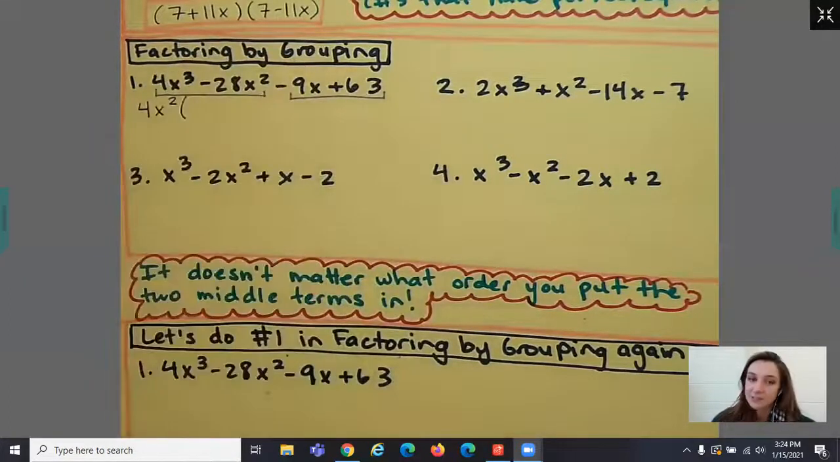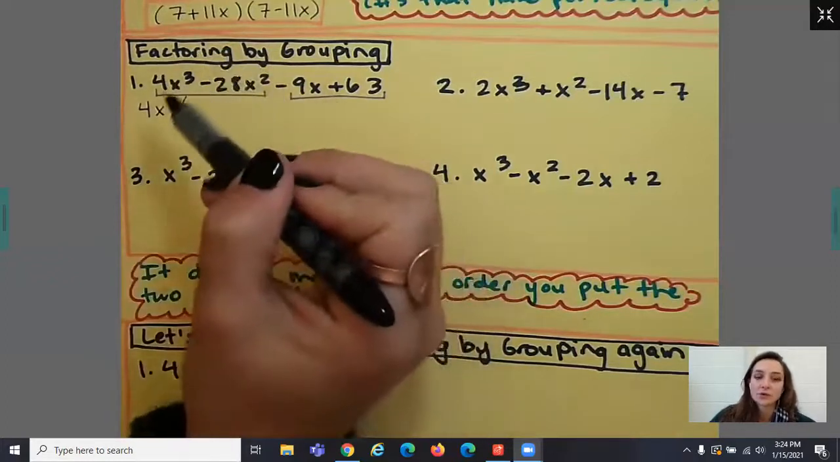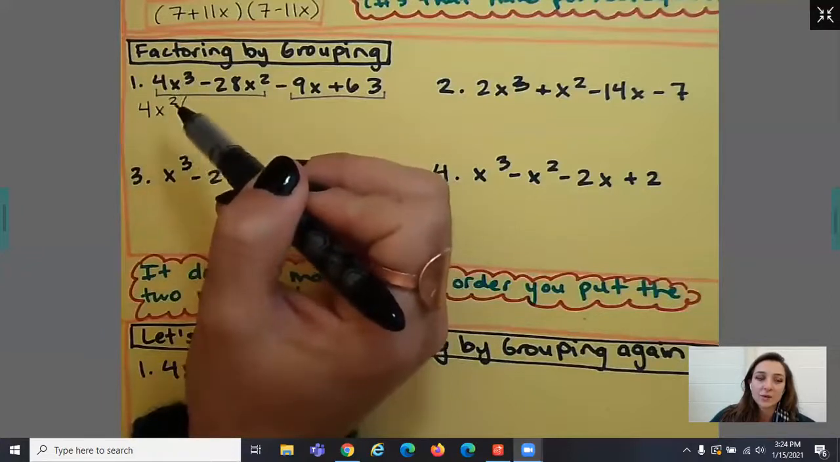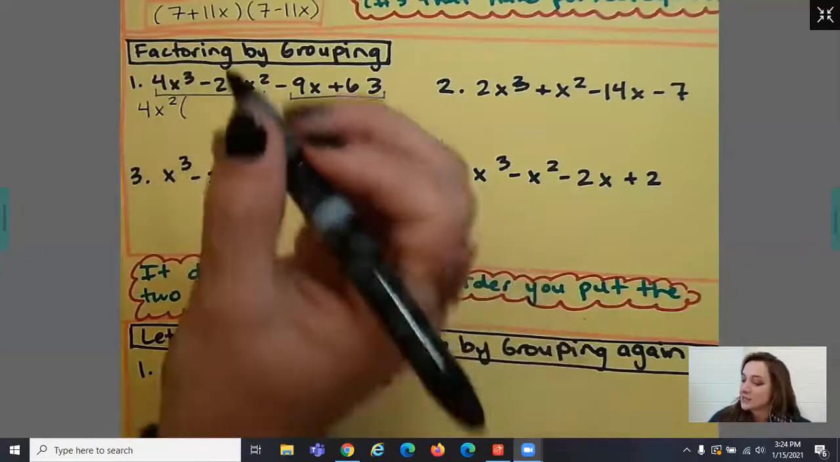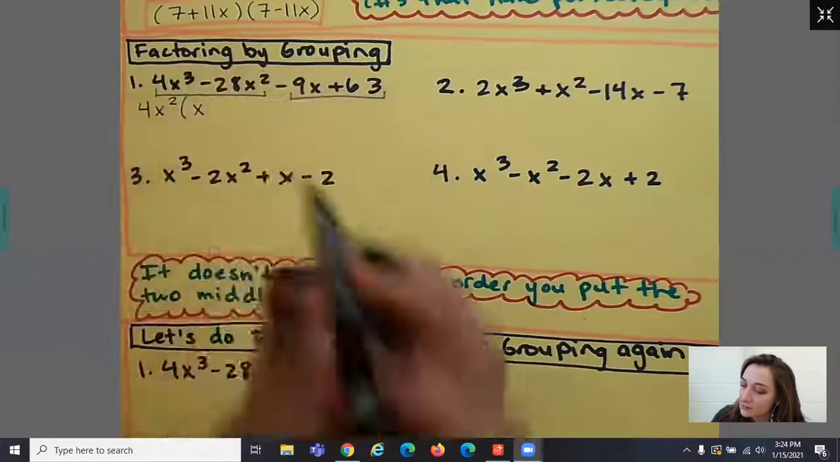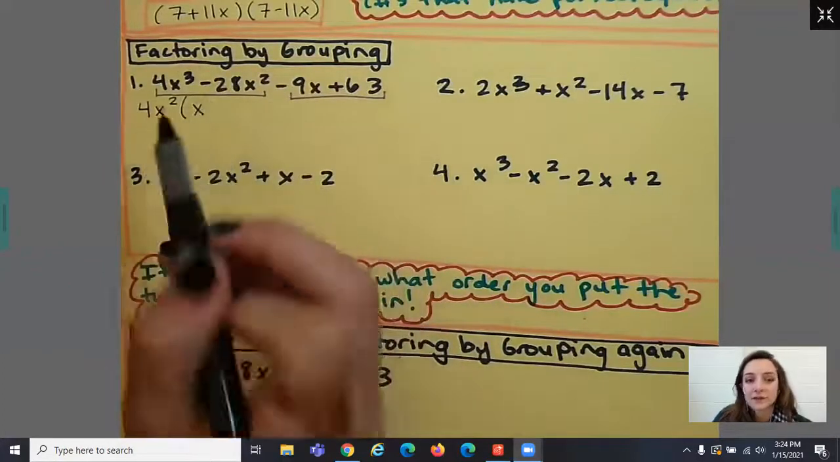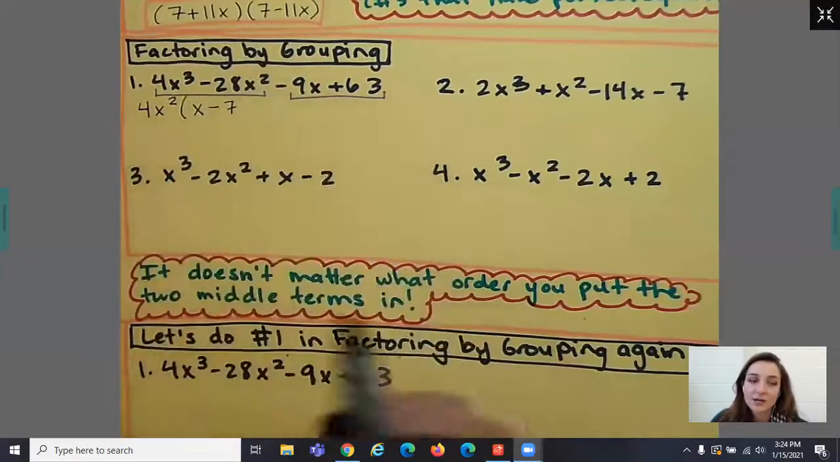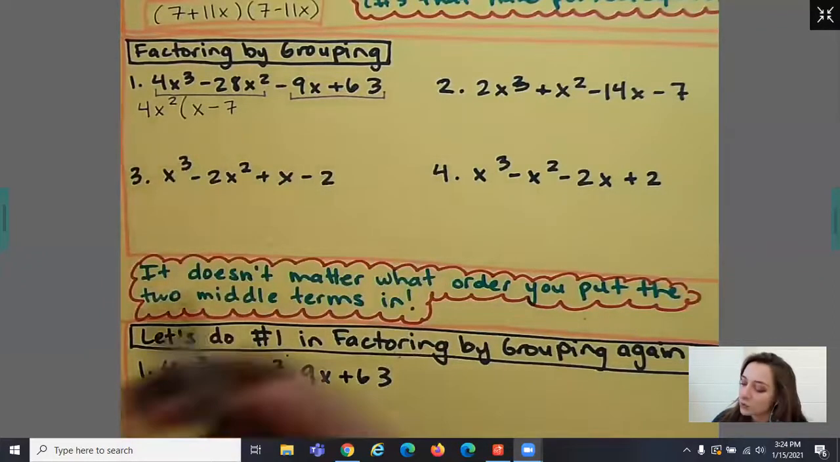All right, and in the parentheses, we're going to write what is left over whenever we divide these out. So 4 divided by 4 is 1, so those numbers are going to go away. X to the third divided by x squared, we're essentially taking away 2 of the x's, so we're just going to be left with x. Negative 28 divided by 4 is going to give us negative 7, and x squared divided by x squared is going to give us 1, so we're not going to worry about the x.